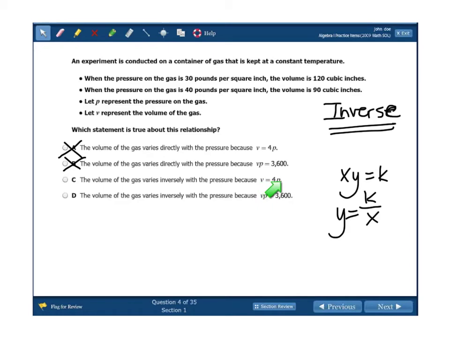Look at my two equations they have. This one and this one. This one right here matches this format. The variables being multiplied to give you a constant. And if you look, the constant, 30 times 120 is 3,600. And this one right here, 40 times 90, also 3,600. D is your correct answer. Next.